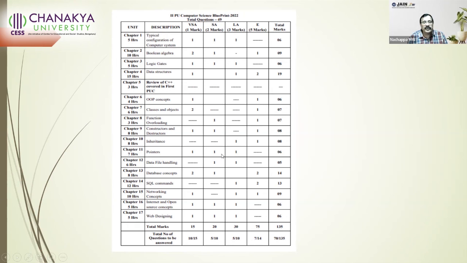Similarly, for 2-mark questions, you have to answer 5. So up to chapter 9, your 5 2-mark questions are coming. Again, up to the 11th chapter, your 3-mark questions are coming. And for the 7 5-mark questions, 1, 2, 3, 4, 5, 6, 7, by the 8th chapter itself, you would have completed your essay type passage.